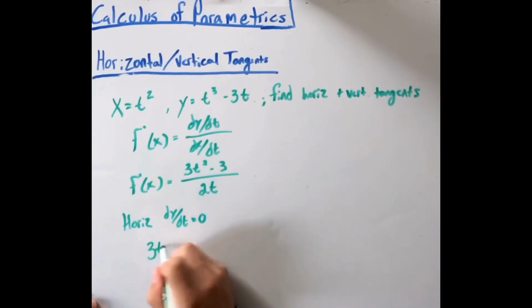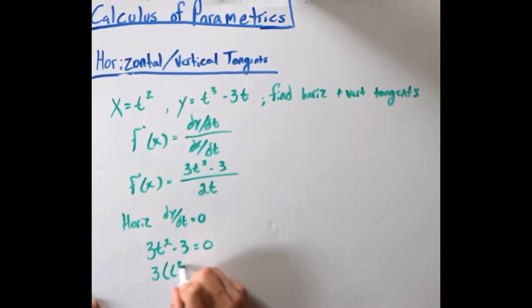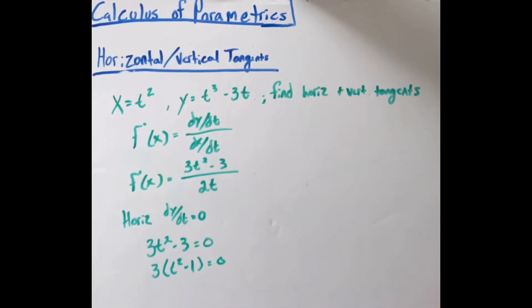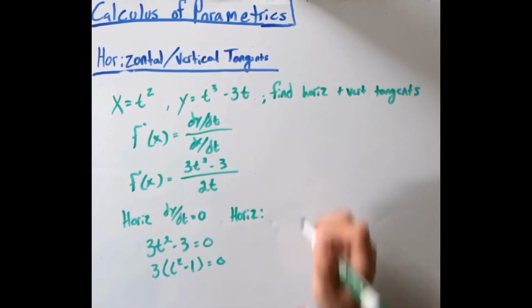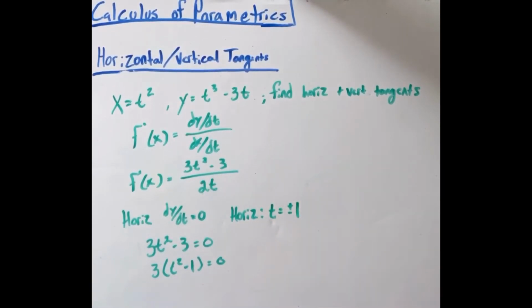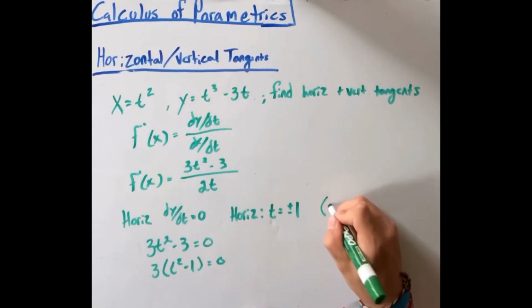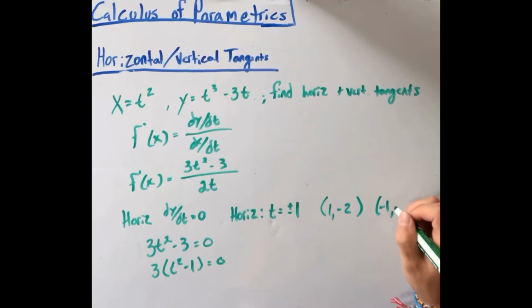So we're going to set 3t squared minus 3 equal to 0, or 3 times t squared minus 1 equal to 0. So if we do that, we're going to get a horizontal tangent when t is equal to plus or minus 1. And then if we plug this value back into the y equation, we can find when exactly those points are, which would be at (1, -2) and (-1, 2).